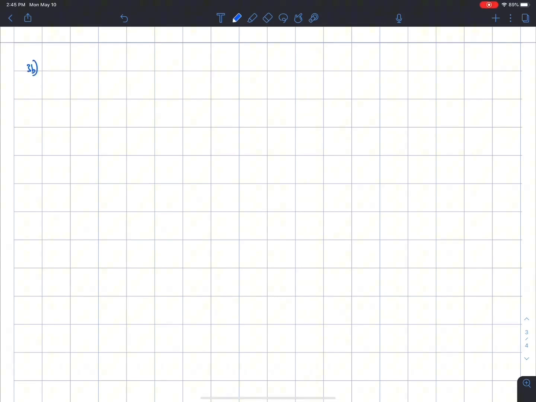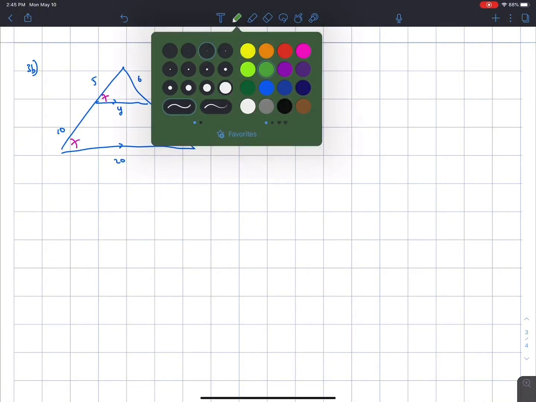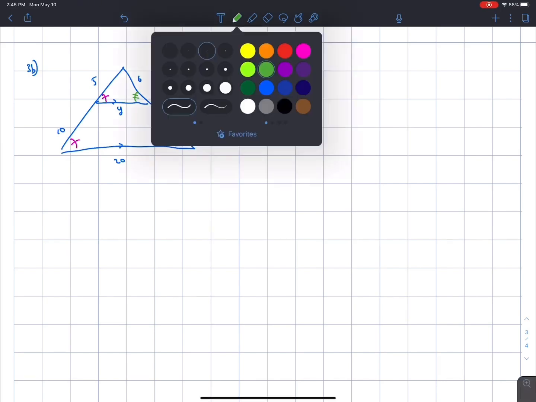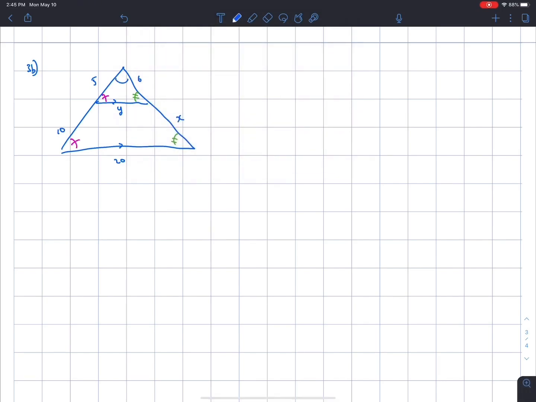Moving on to 3b. First of all, I can say that these two are corresponding angles, so they must be equal. And same idea here, these two are also corresponding angles, so they must be equal. And of course, if you look at the small triangle, I can label that as angle 3. So my little triangle has angle 3, 5, 6, y. And then we have the angle 1 and 2.